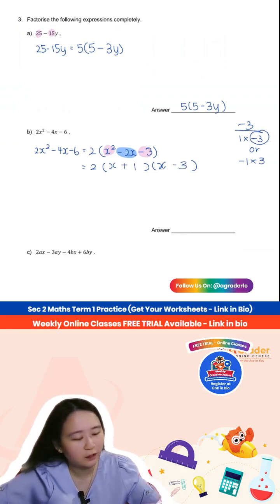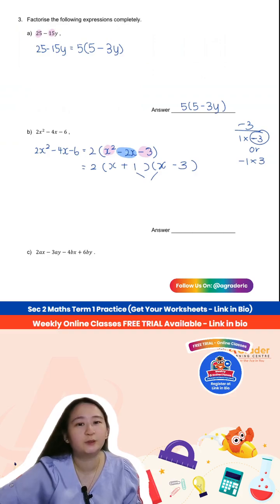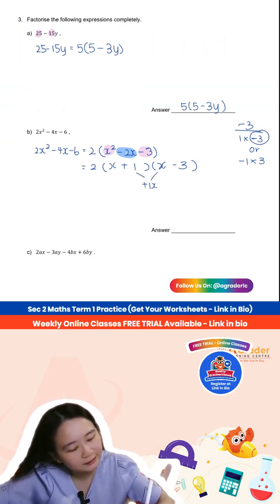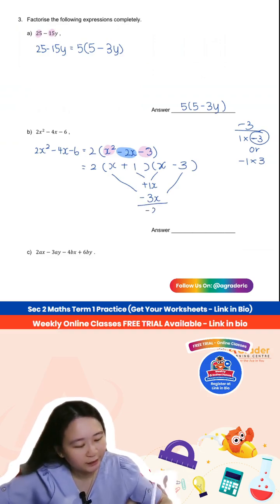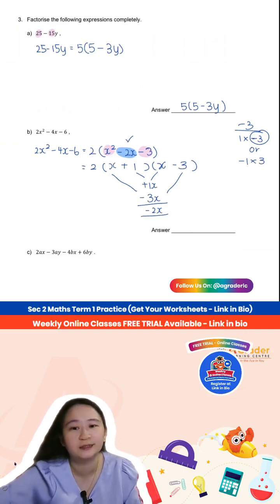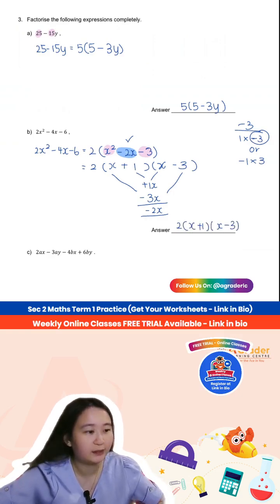And then to check your work, you expand the term that gives you the expression in terms of x. So we have a positive 1x here and a negative 3x here. 1x minus 3x, we get negative 2x. This is correct. So this shows that we factorize correctly. So we have 2 times x plus 1, x minus 3.